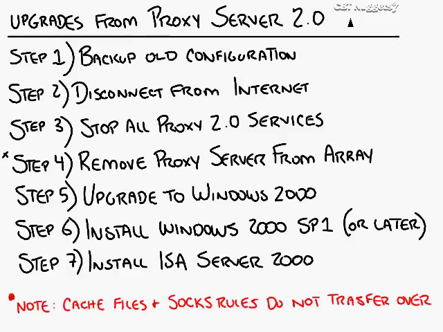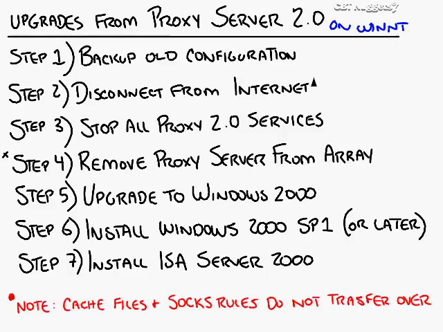So let's make this a little more complex. We'll say upgrading from Proxy Server 2.0 on Windows NT. So let's say you're performing a Windows 2000 upgrade and an ISA Server upgrade at the same time. First step, back up your old configuration, just in case something goes wrong. Second step is to disconnect from the internet.